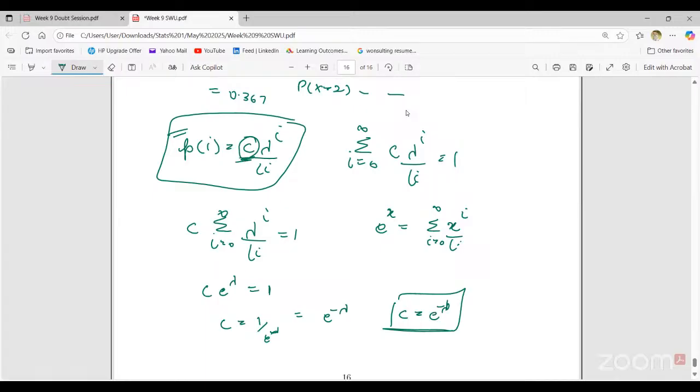That's it. They're just calculating the value of C, like the constant. How we calculate the value of a constant, I think they have just shown you as an example. Okay? Thank you.